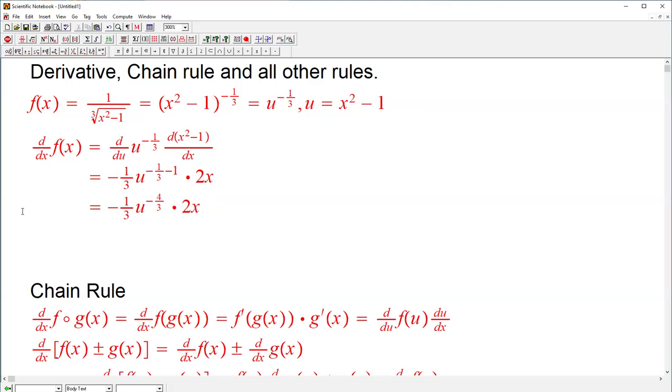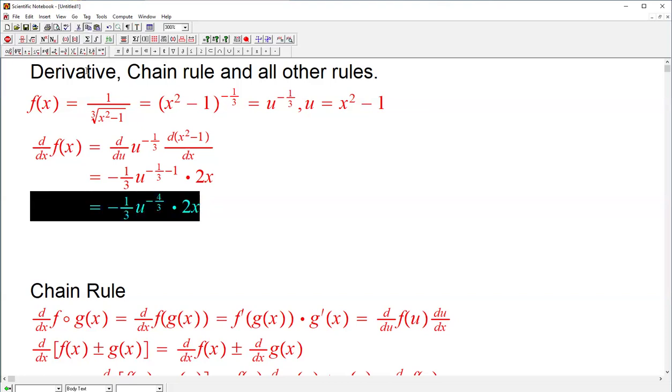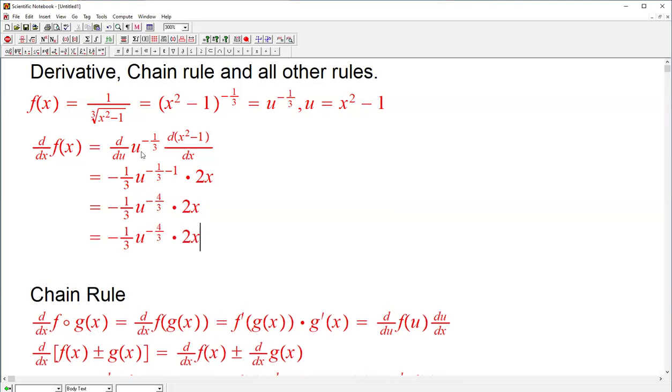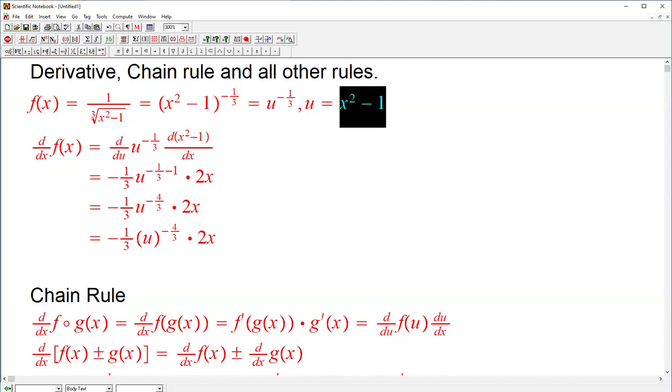Okay, by this time, we're almost done. All we have to do is substitute u by its equal, which is x squared minus 1. We're done. If you like, you can bring 2x to the front. Okay, so you can put 2x here, or you can put 2/3 of x. You can write it that way.